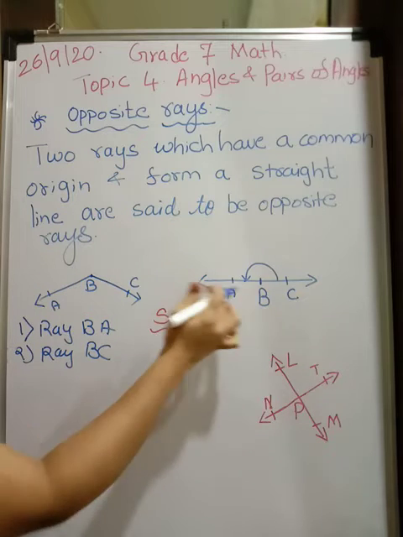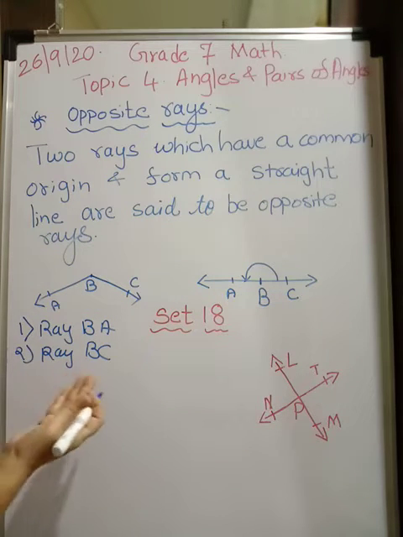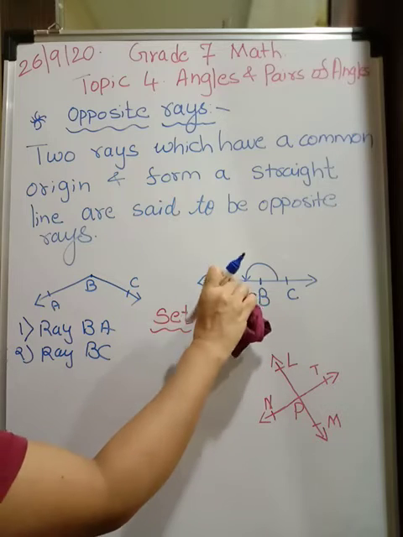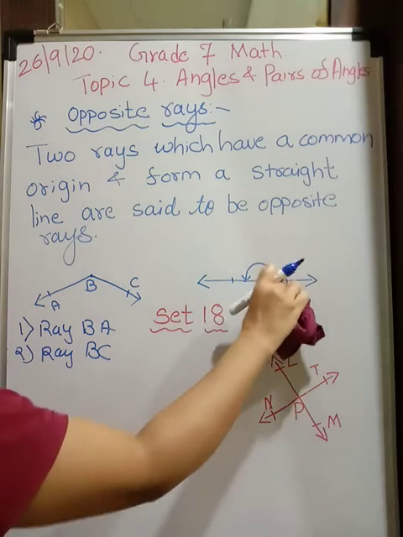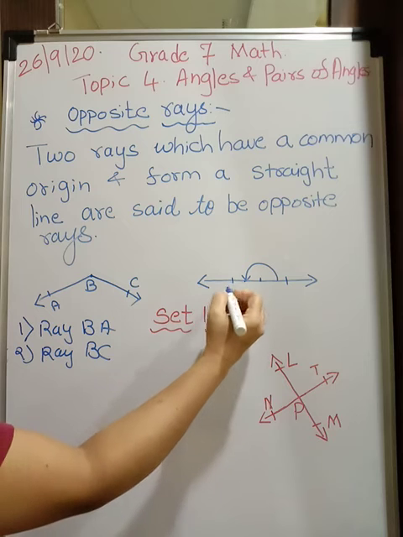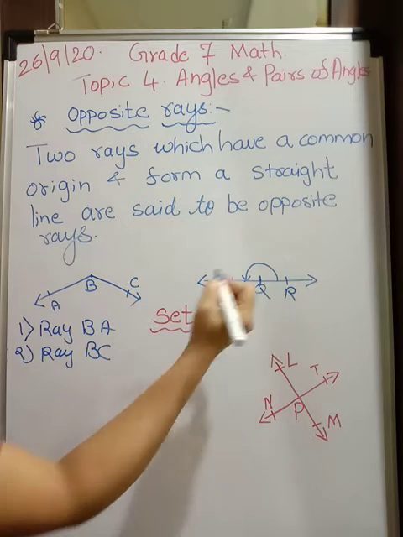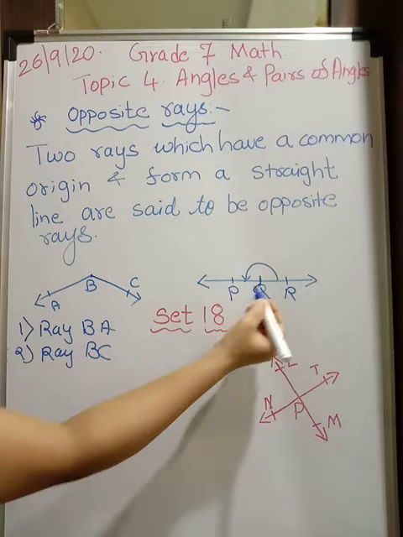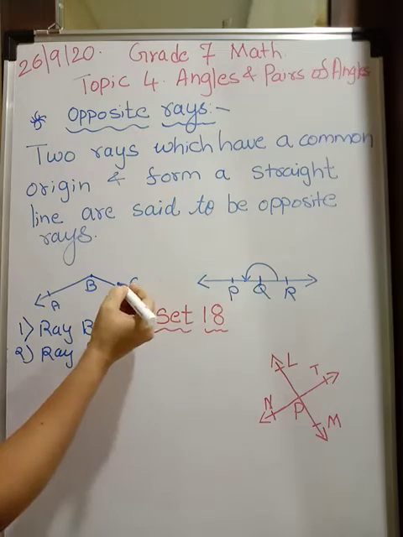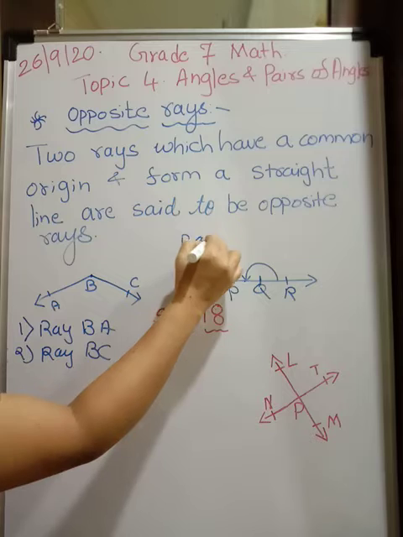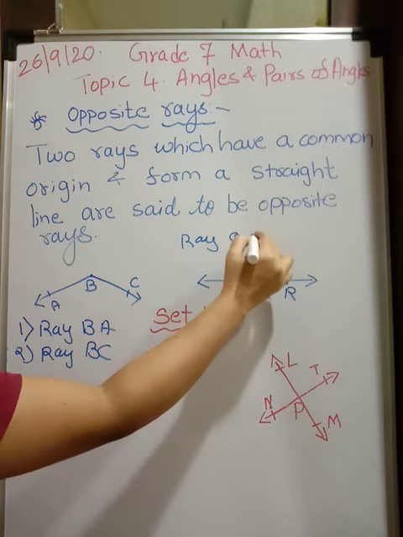Now in this diagram you can see another two rays. The names will be the same, so I am going to erase this and give different names so that it won't be confusing. So let us write this as P, Q and R. Now name the two rays. You can see one ray is Q to P, moving this side. So you have here ray QP.